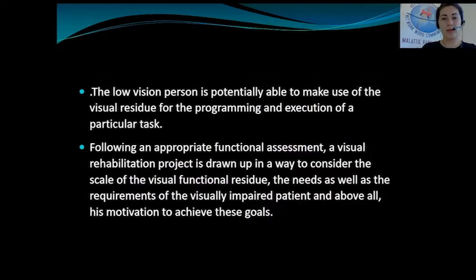The low vision person is potentially able to make use of the visual residue for the programming and execution of a particular task. Following an appropriate functional assessment, a visual rehabilitation project is drawn up in a way to consider the scale of the visual functional residue, the needs as well as the requirements of the visually impaired patient, and above all, his motivation to achieve these goals.